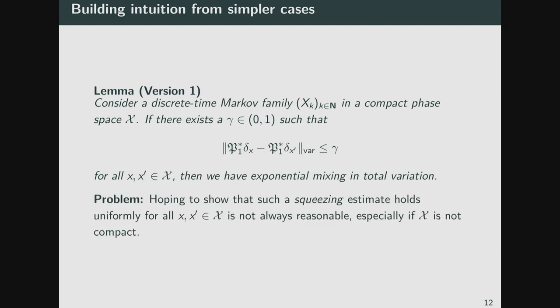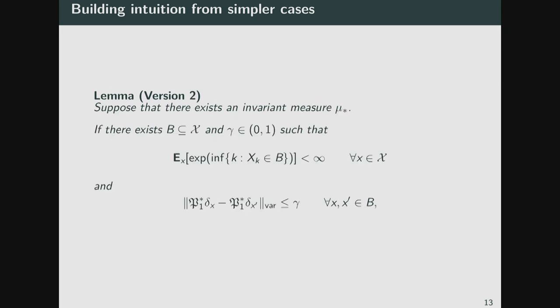But this is the first lemma that I talked about. If you have a uniform upper bound on the variational distance between evolutions of Dirac masses, then you can prove exponential mixing. But this is a bit ambitious, right? Getting a bound like this, which is uniform in all x and x prime, is not necessarily reasonable, especially if X is not compact. So this worked in compact spaces, but you can always hope to apply this theorem to any situation you're interested in. So there's a second lemma, which is a slightly more sophisticated version of this idea.